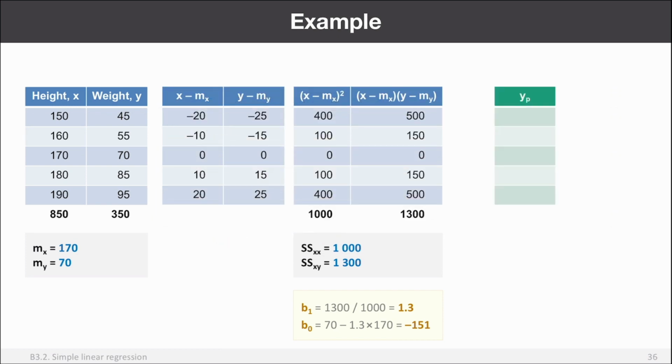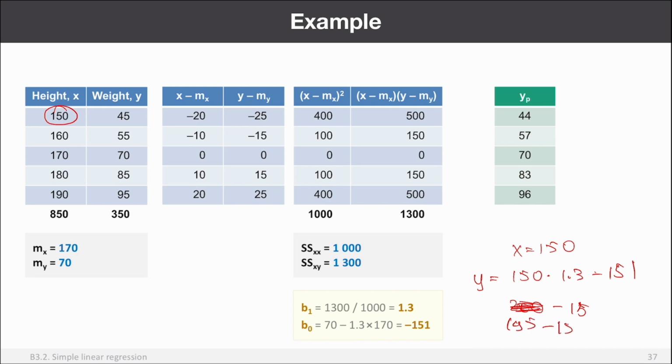Okay. Now we can also compute the predictions, right? So how do we compute predictions? We take one particular x value, for example, 150, right? So x equal to 150. Then we have y equal to 150 times 1.3 minus 151, right? If you take 150 times 1.3, you will get, oh, sorry, it's not 200, it's 195, right? Minus 151. It gives you exactly 44, and that's exactly what you have here. So this is the predicted y value. And then you can just repeat it for other x values to get these predicted values.